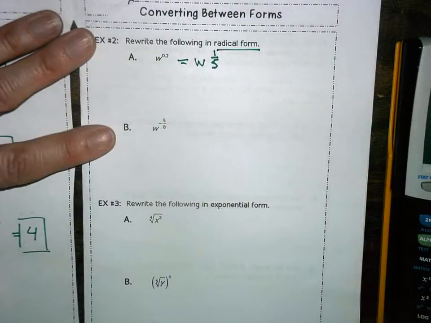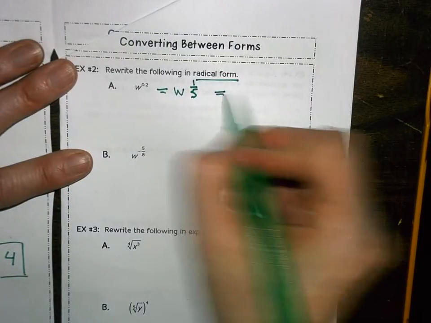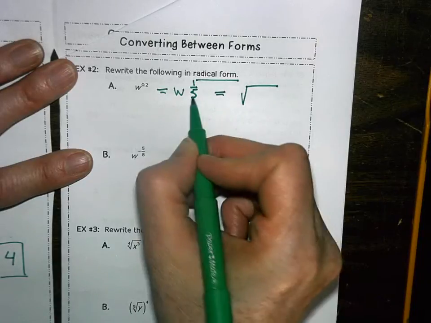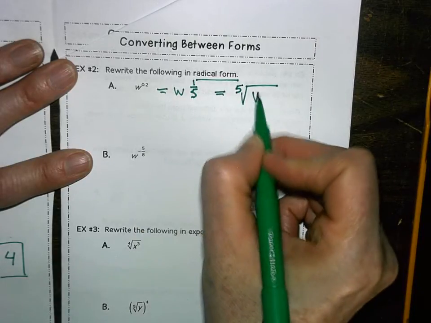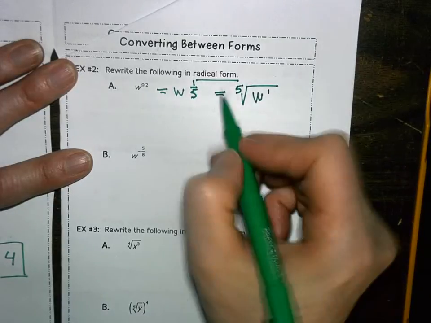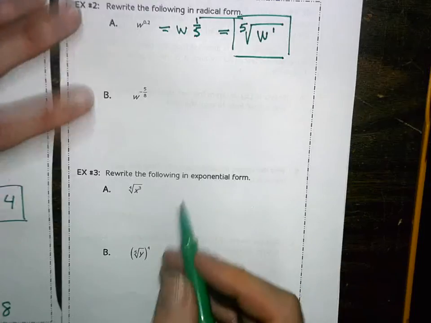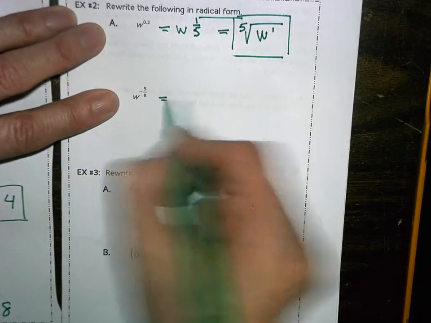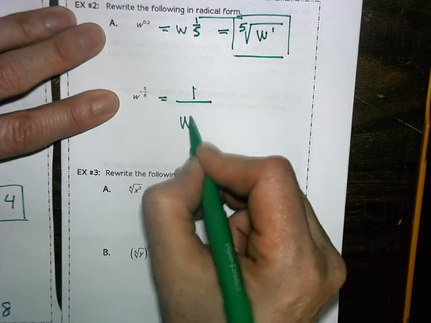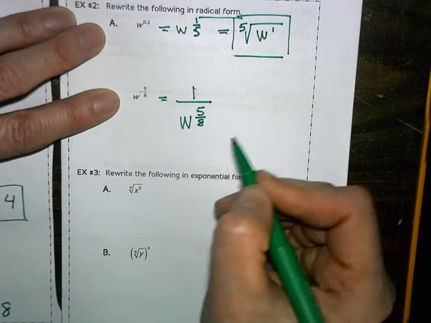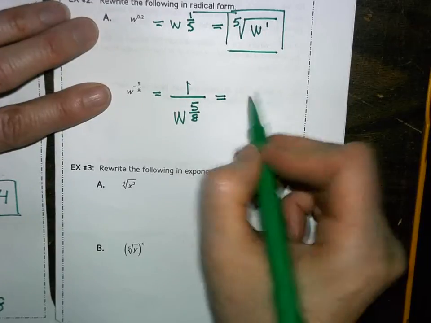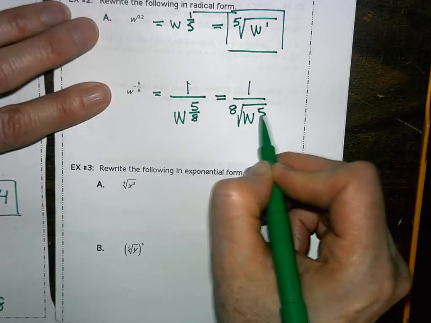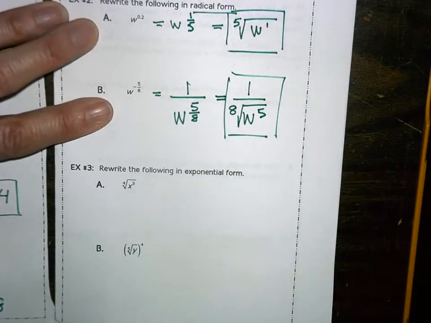Now that helps me write it in radical form, because a rational exponent is a radical. Take the 5, put it out here because it's in the denominator, W to the 1st power. And that's your answer. All right, now let's write this one. Well, I know that if I have a negative power, that's going to be 1 over W to the positive 5/8. But I'm not done. That's going to be 1 over the 8th root of W to the 5th, and that's in radical form.